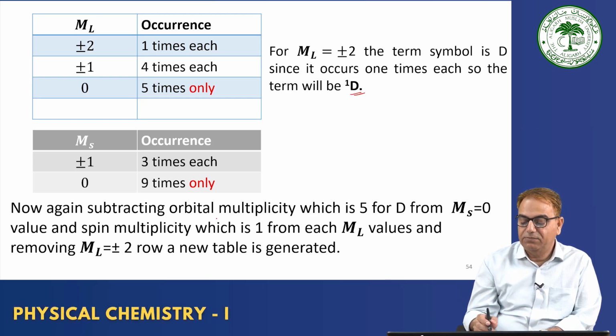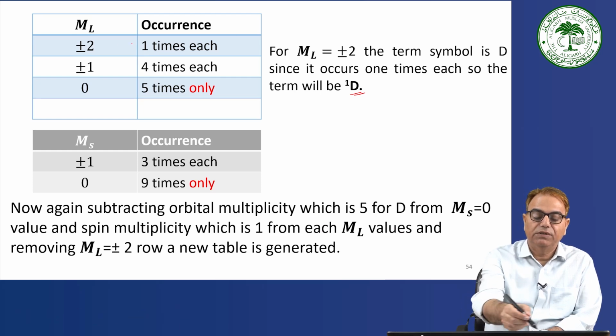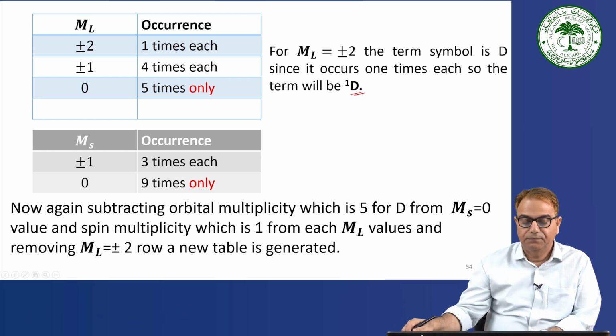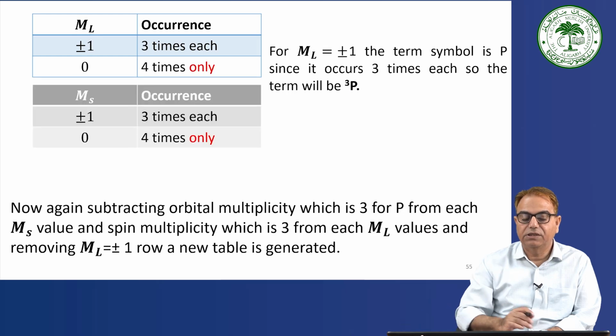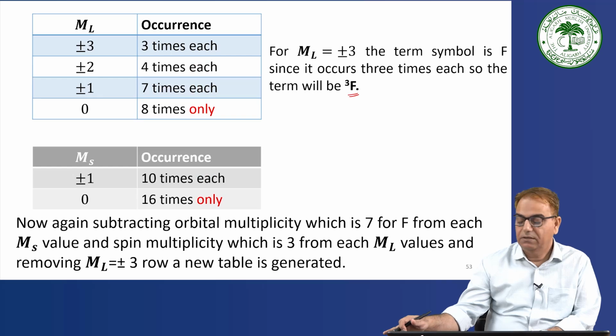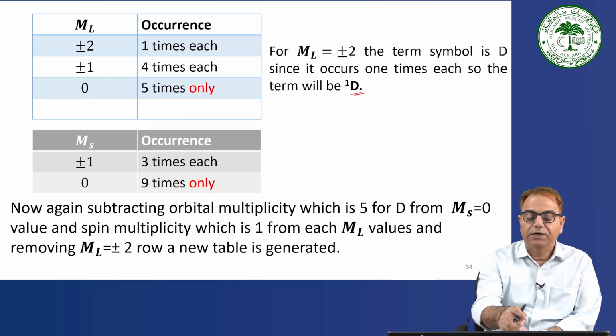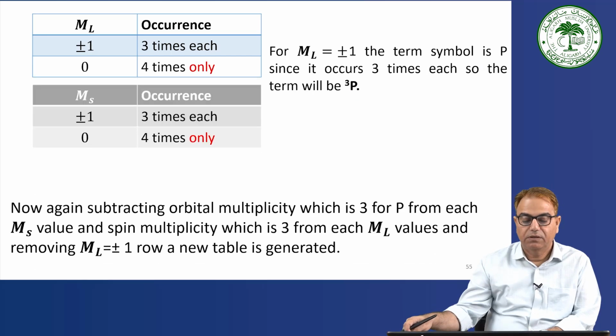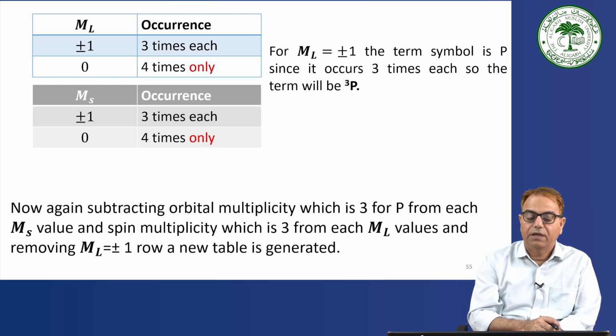Now again subtracting the orbital multiplicity, which is 5. D means ml is equal to 2, also 2L plus 1 is 5, the orbital multiplicity, and this you deduct from the ms is equal to 0 value, and spin multiplicity 1 from each ml value. Remove this line, and then you get this. ml is equal to plus minus 1 is 3 times each, and 4 times only. And then ms is equal to plus minus 1 will be 3 times each and 4 times only.